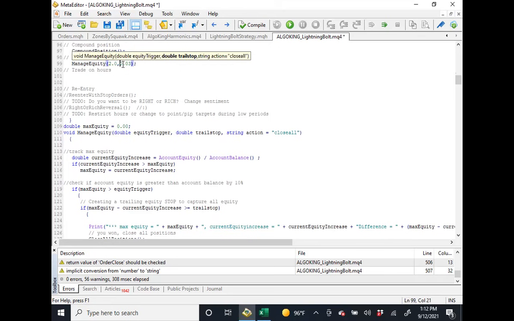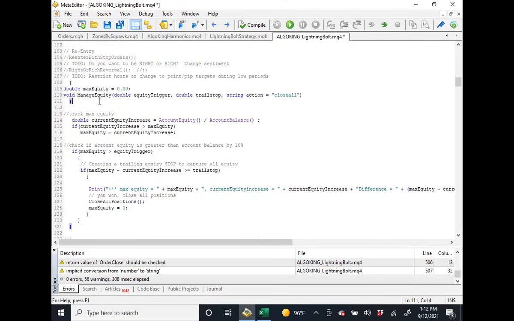I then want to add a trailing stop, not to a position, but a trailing stop to my actual equity. So if my equity goes up 100% and then it drops 3%, I want an action to happen. And in this case, this is the logic here.